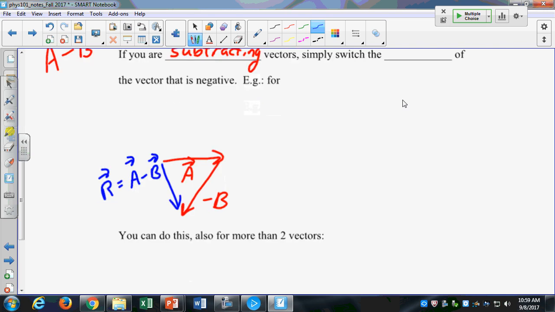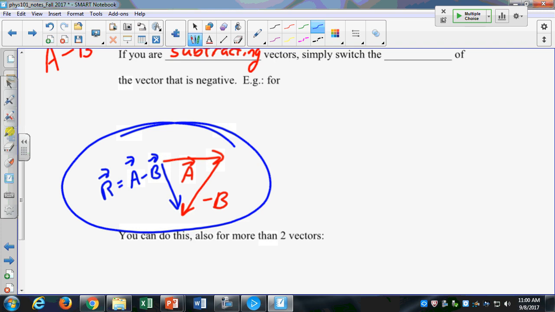All right? You can also do this for 2 or more vectors. And so we'll have a practice on this because you're going to have to do it for the test. I'm going to give you 2 vectors, and I'm going to ask you for the sum or the difference. Oh, and by the way, what if I wanted to do 2A plus B?